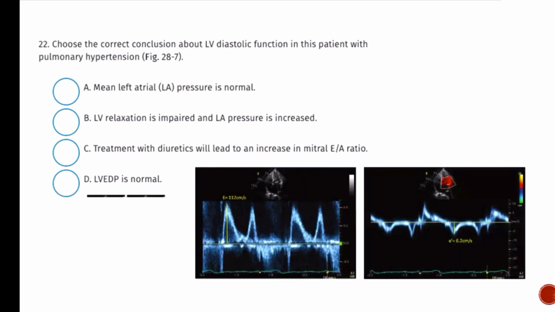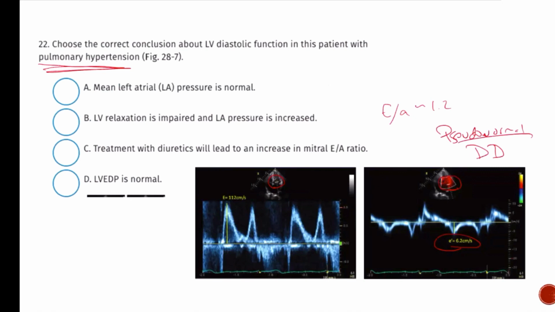Choose the correct conclusion about LV diastolic function in this patient with pulmonary hypertension. So we're taking a lot into account. Right here we're looking at Doppler inflow through the mitral valve, so our diastolic function. And this is looking at our lateral annulus of the mitral valve. So the patient has pulmonary hypertension, right? What kind of diastolic pattern is this consistent with? So E to A is what? It's about 1.2, right? So that's either normal or pseudonormal. And then we go to our E prime. Our E prime is 6, which is low, and that's consistent with pseudonormal. So this is a pseudonormal pattern in someone with diastolic dysfunction, okay?